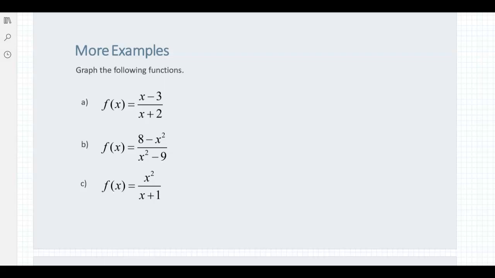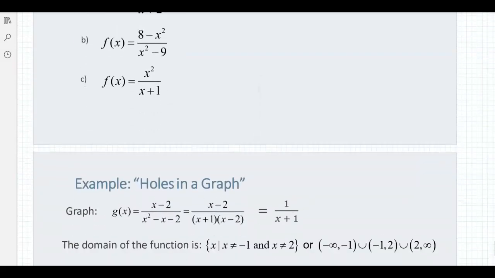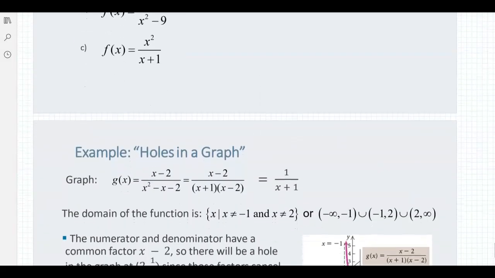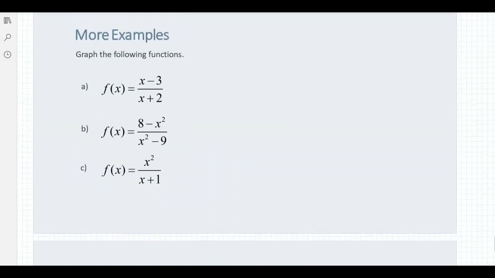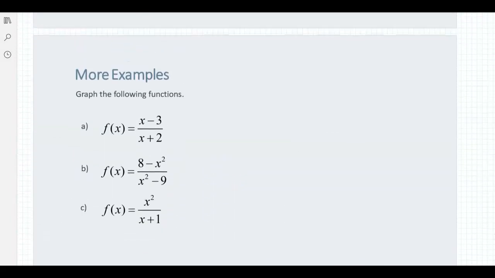through and graph 3 different examples. The first one is x minus 3 over x plus 2. I'm going to do that. Let me add some space. Let's talk about this graph first.